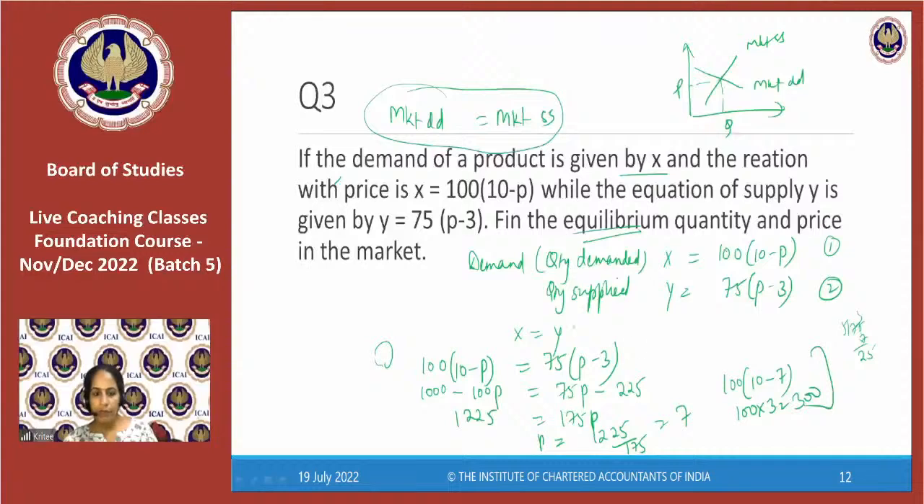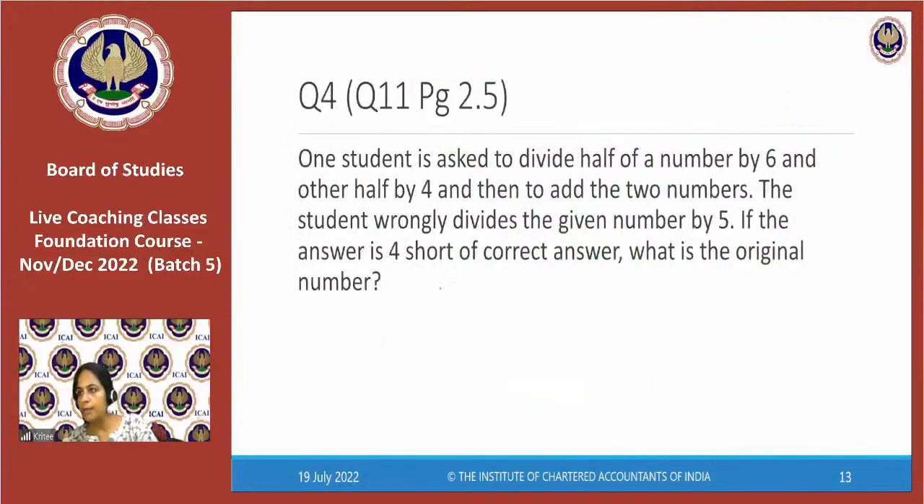300. You may even try from the other side. 75 into 7 minus 3. So 75 into 4, which is same as 300 again. So quantity is 300 and price is 7. Very good. Most of you have got the correct answer. Absolutely right.